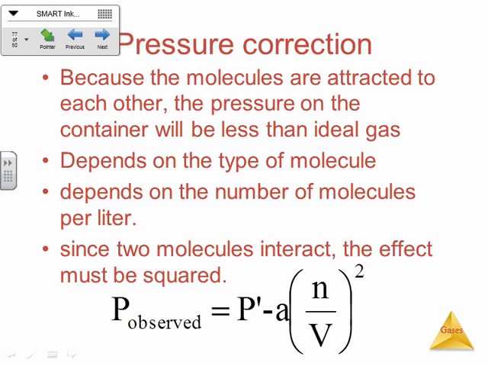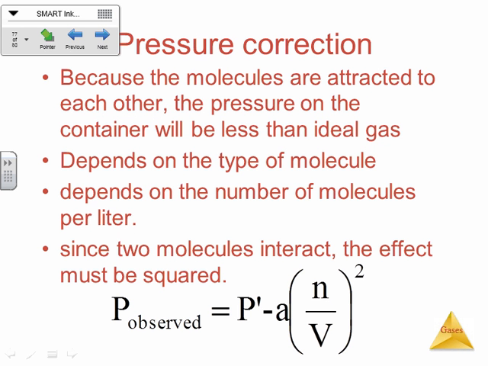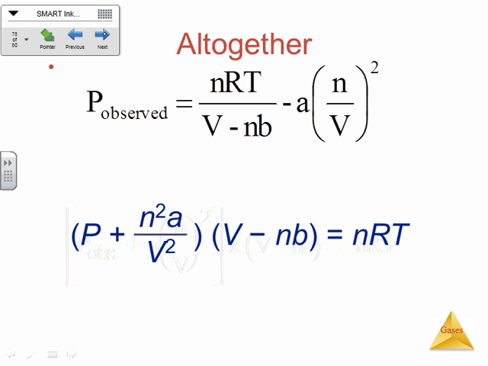The thing with this one is we're talking about the interaction between two different molecules, so we have to square this effect. So let me talk about what these things mean. Again, n is the number of moles, V is the volume, and a is once again a constant. It doesn't mention this on here, but a is just going to be a constant number that has to be given to you, and that a is dependent on the polarity of the molecule.